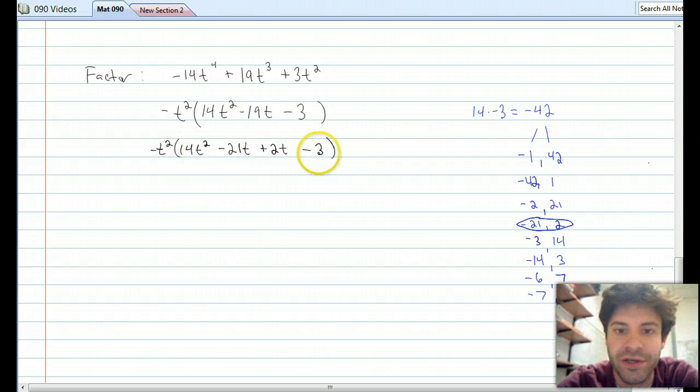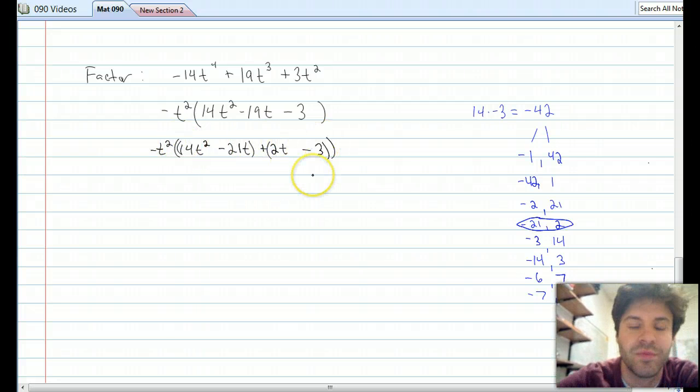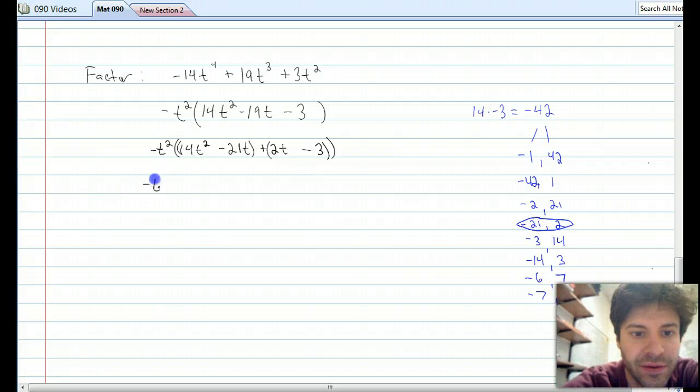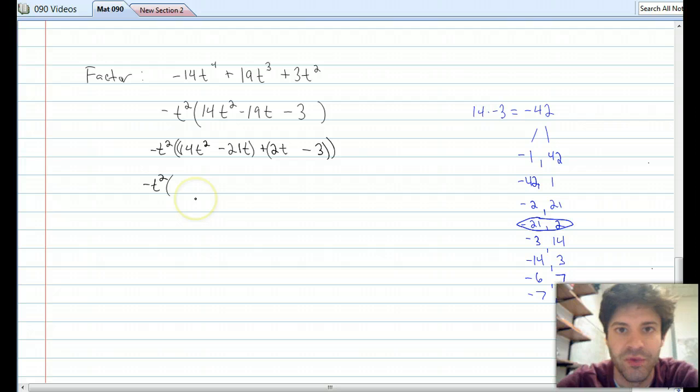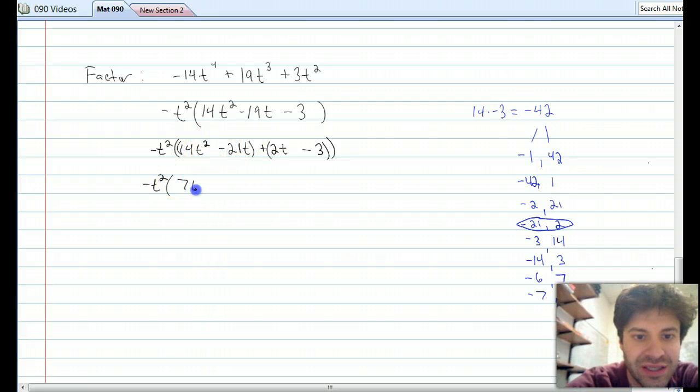Now these four terms here can actually be factored by grouping. We can group those first two terms together, and we can group those last two terms together. What can we factor out? What can we factor out of the first group? Well, it looks like we could actually take out a 7t. So we're going to pull a 7t out of this first group of parentheses. If we do that, we're going to be left with a 2t minus 3.